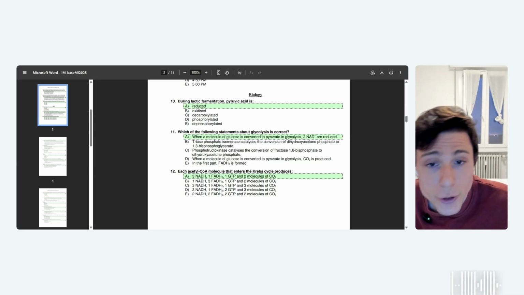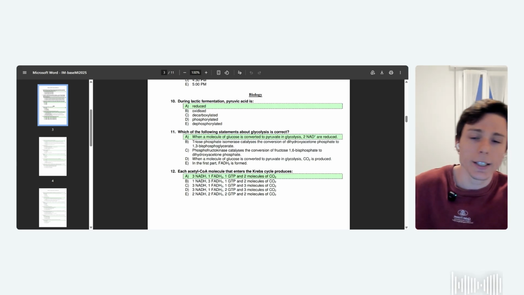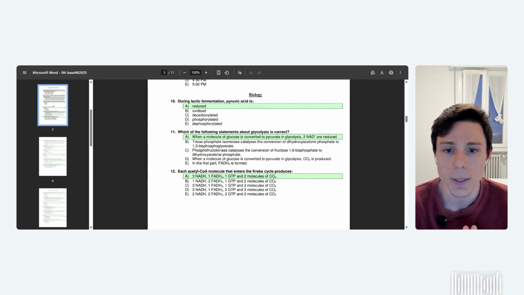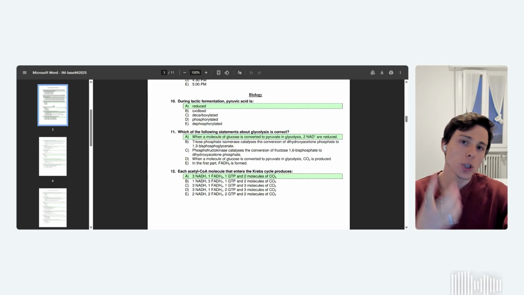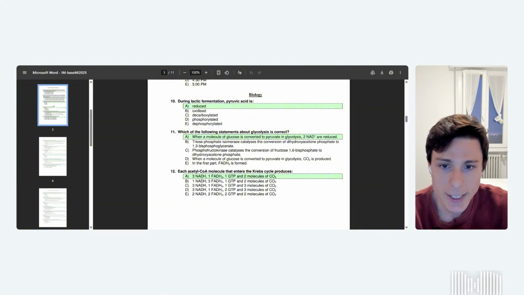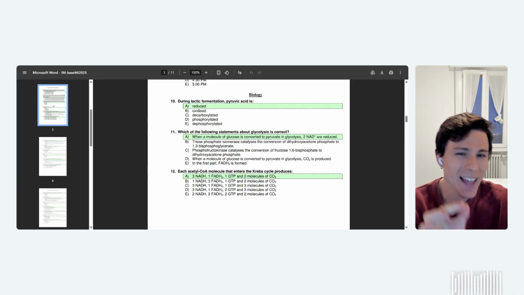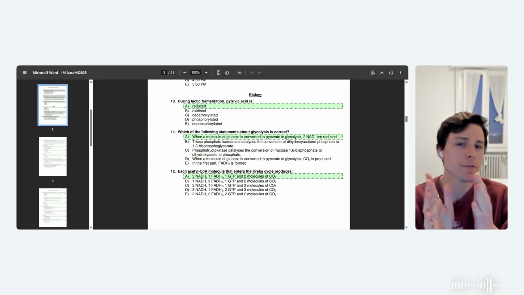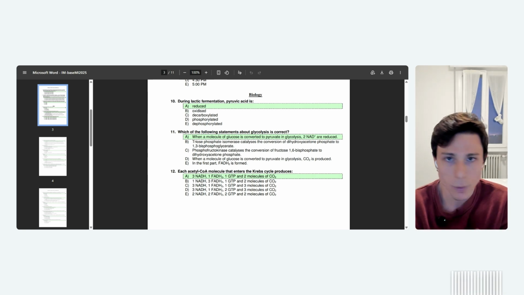The first question here is very interesting, and we just talked about this. I know this question was considered quite hard for a lot of people. I heard about it. The only thing is that we don't give enough focus and emphasis to the redox reaction. Basically, it's asking us that during lactic fermentation, the pyruvic acid is... So the fermentation is that plan B that we just talked about.